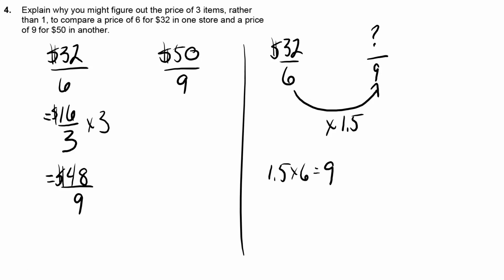That deals with the bottom. So now if we want to maintain the same proportionality, we have to multiply the top times 1.5. 1 times 32 is 32. Half of 32 is 16. 16 plus 32 is 48.